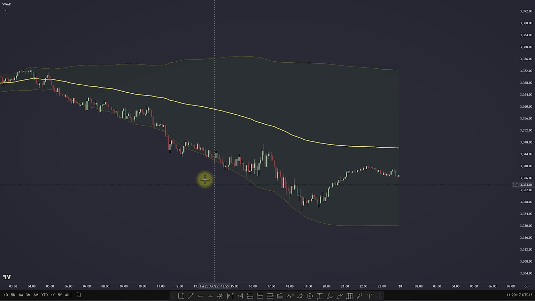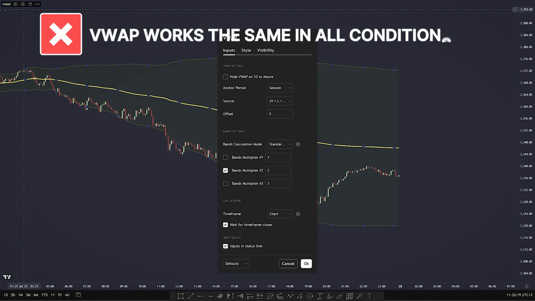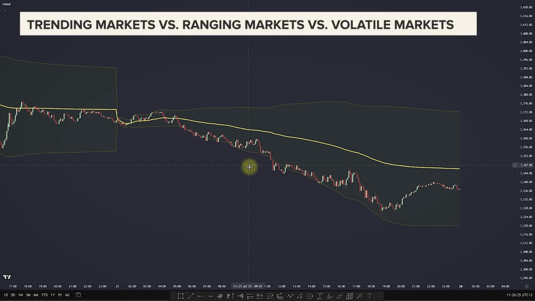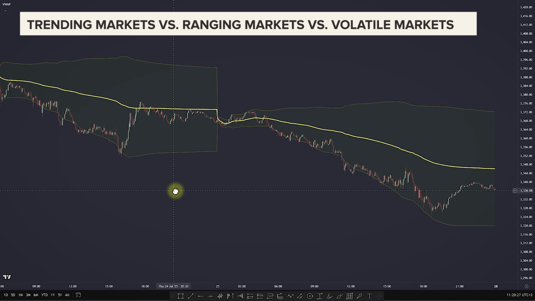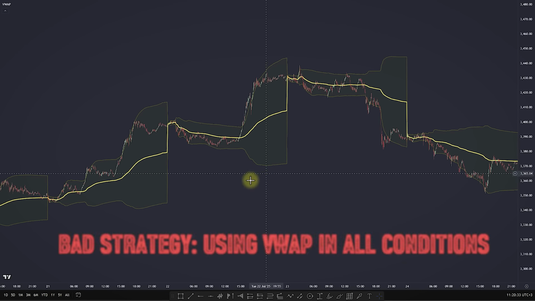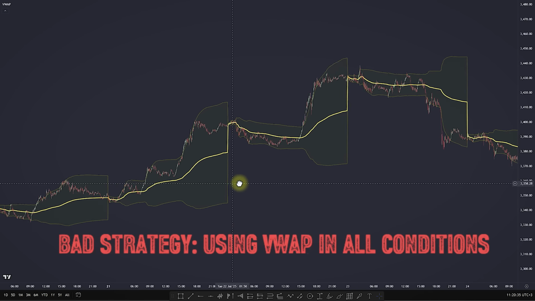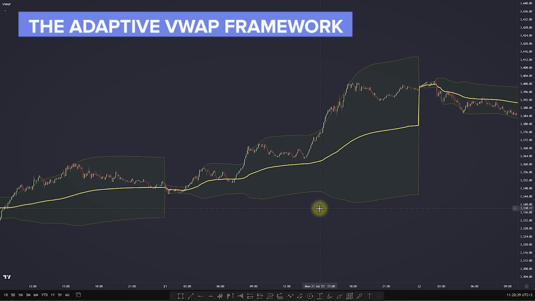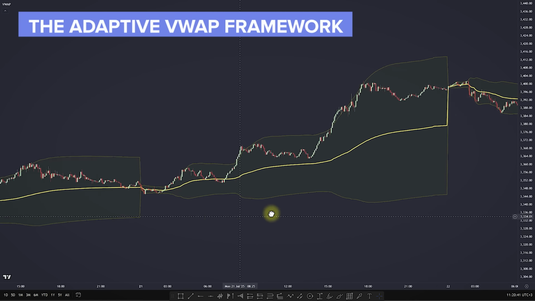Here's a myth that destroys traders. VWAP works the same way in all market conditions. This is completely false. VWAP behaves totally differently in trending markets versus ranging markets versus volatile markets. Use the same strategy in all conditions and you'll get crushed. Let me show you the real way institutions adapt their VWAP strategies.